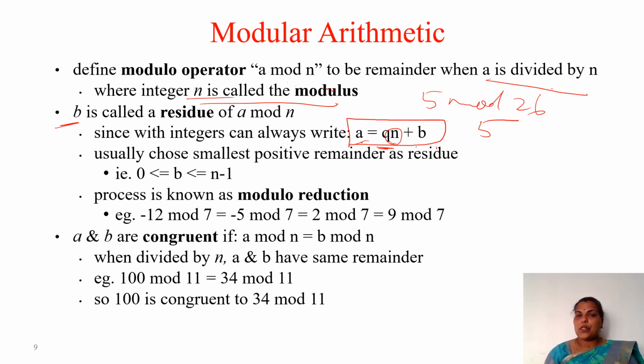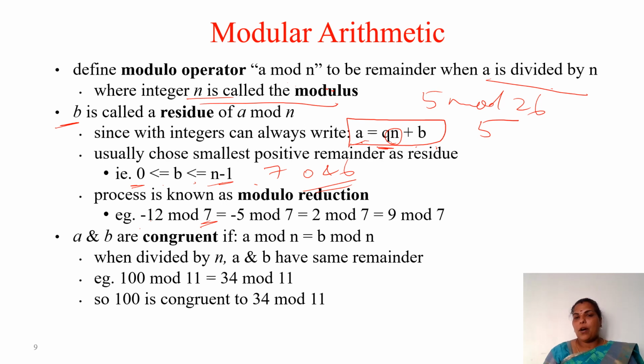Usually we have to choose the smallest possible remainder as the residue. That is, the residue always lies between 0 and n minus 1. So this process we call modulo reduction. For example, minus 12 mod 7. The remainder always lies between 0 and n minus 1. Here it is mod 7, so it lies between 0 and 6 only. But here your answer is minus 12. So what do you have to do?